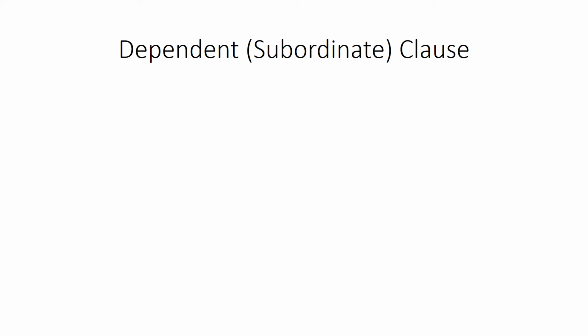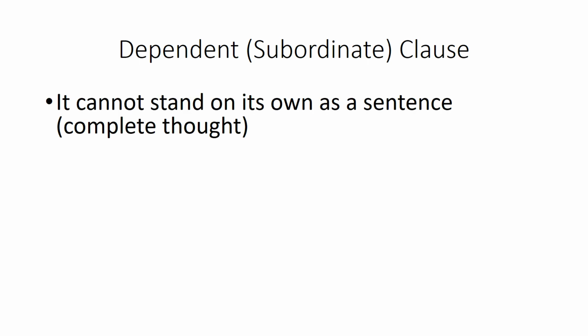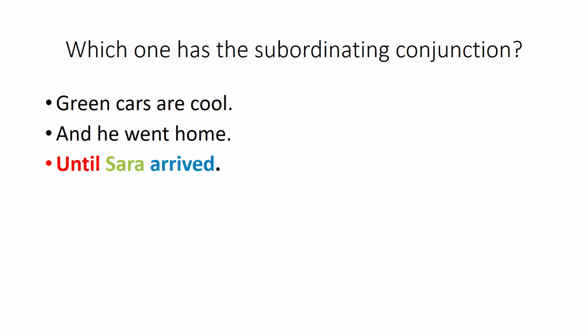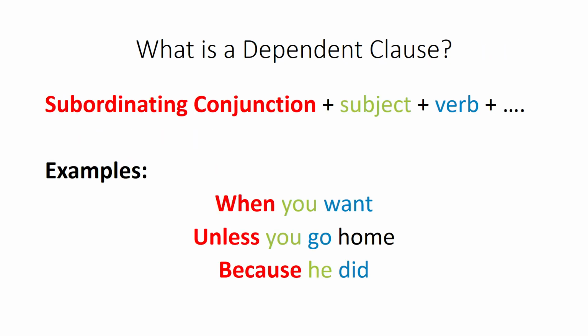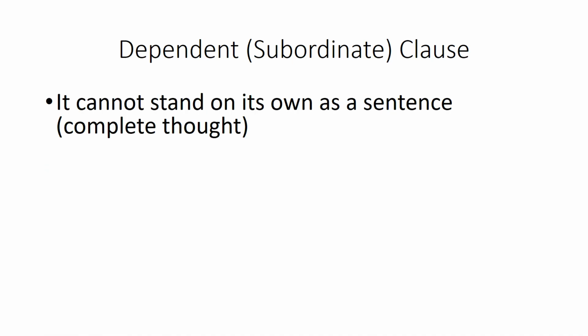Now what about dependent clauses? How do they work? Why do they exist? Well, number 1, it cannot stand on its own as a sentence. It's not a complete thought. Look at it again. Until Sarah arrived. Well, what? Until Sarah arrived what? Or if we look at the first 3 examples: when you want, unless you go home, because he said. Well, when you want what? Unless you go home, what? Because he said, what? It's not a complete thought. It leaves us hanging.